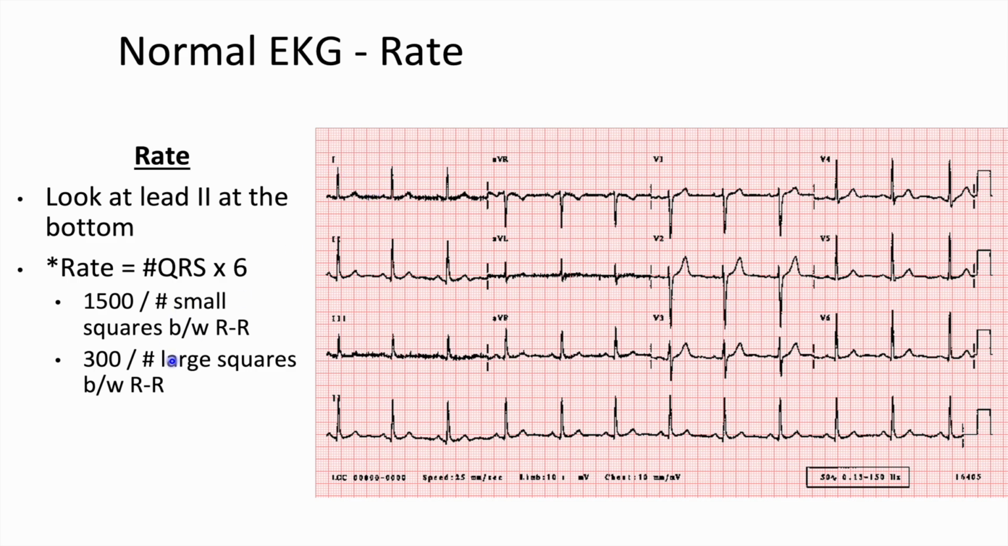That's a little less accurate, but you could also do 1500 divided by however many small squares there are. That'll be a little more accurate, but still the general way that you want to do it is QRS complexes of the rhythm strip times 6. That's how you should do it.